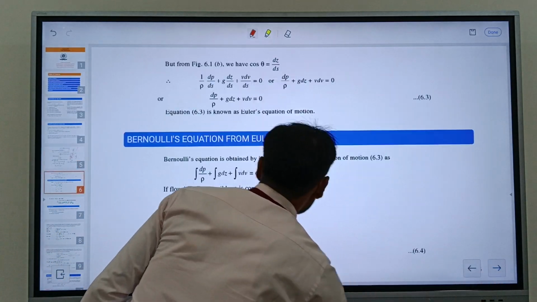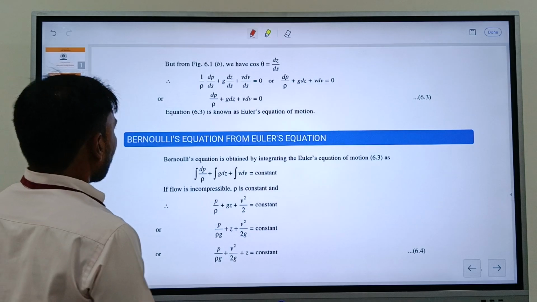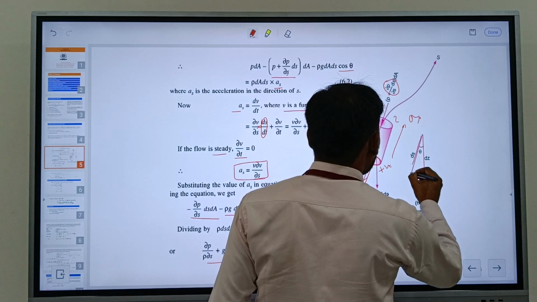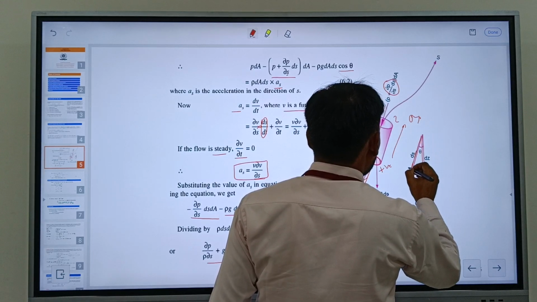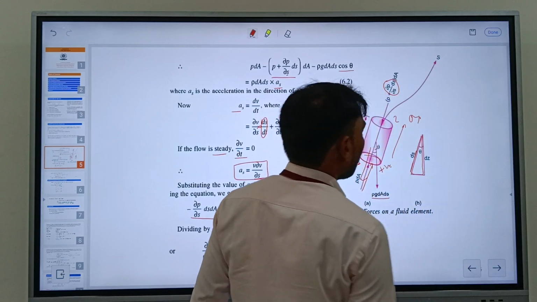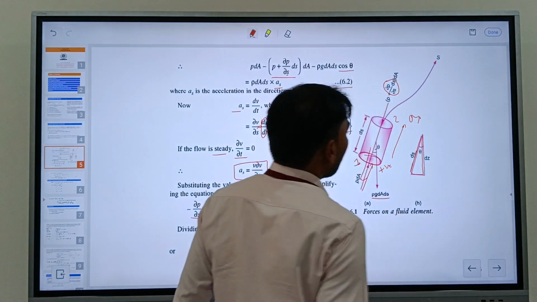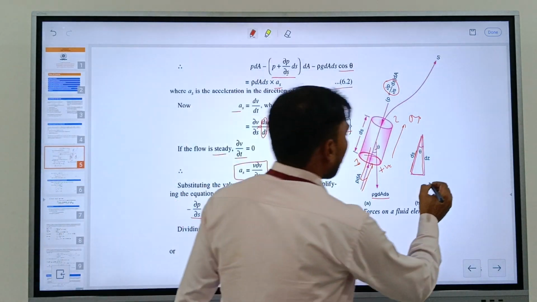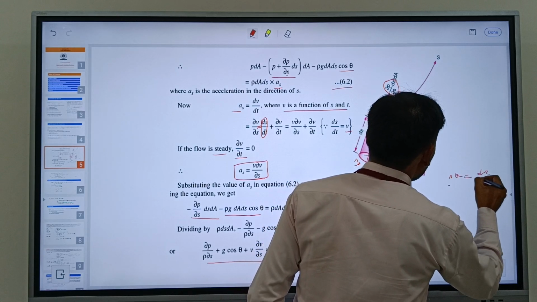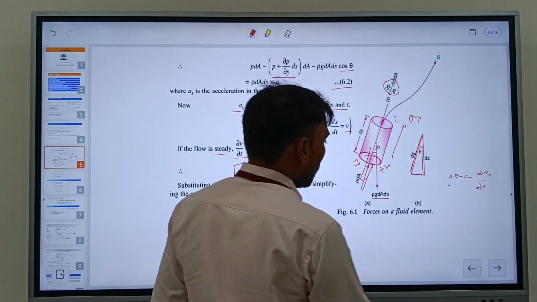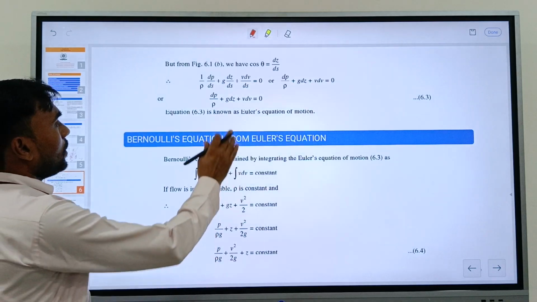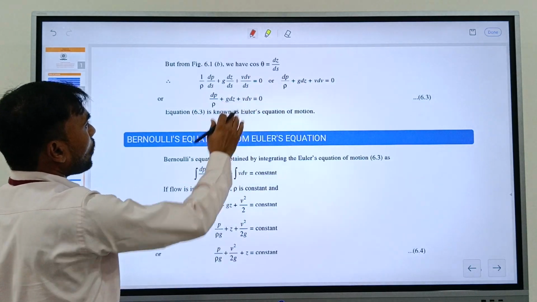Further, if we consider this element shown here, this length is considered as ds, and this height is dz, and the angle made between these two is theta. So from this triangle, cos theta is equal to dz by ds. So let us use cos theta equal to dz by ds, and it will replace cos theta in the previous equation.